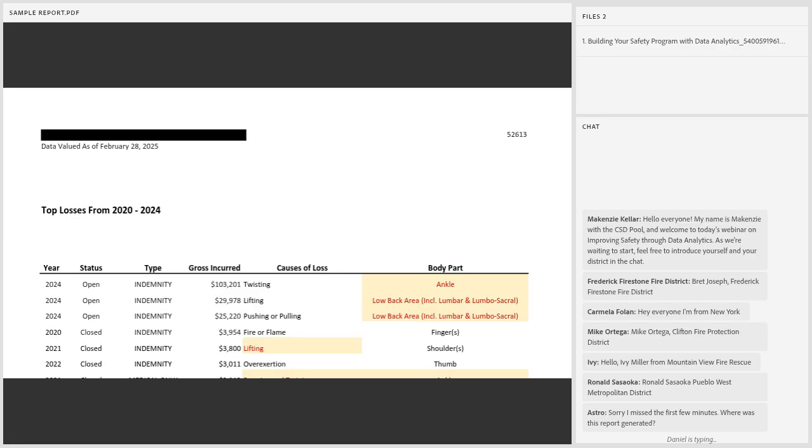And moving on to the next page, here it lists the top 10 claims from the last 5 years. We highlight recurring causes and body parts. This helps you pinpoint specific job functions or risk areas that might be driving losses. For example, if you see multiple shoulder injuries from hose lifting, it might be worth revisiting your training procedures or evaluating whether certain personal protective equipment or even administrative changes could reduce that risk. So this is exactly the kind of conversation to have with your safety management consultant.